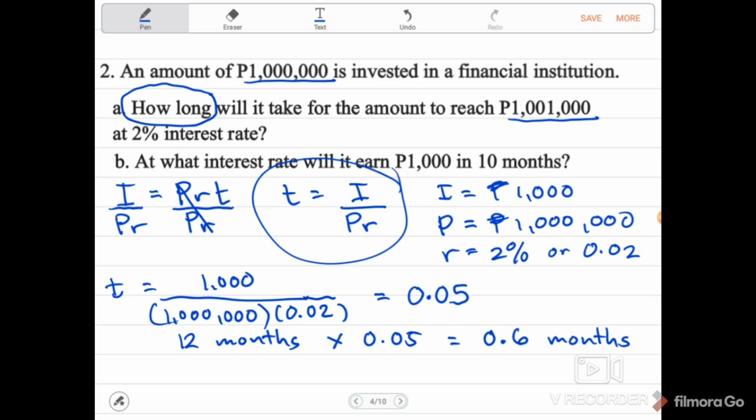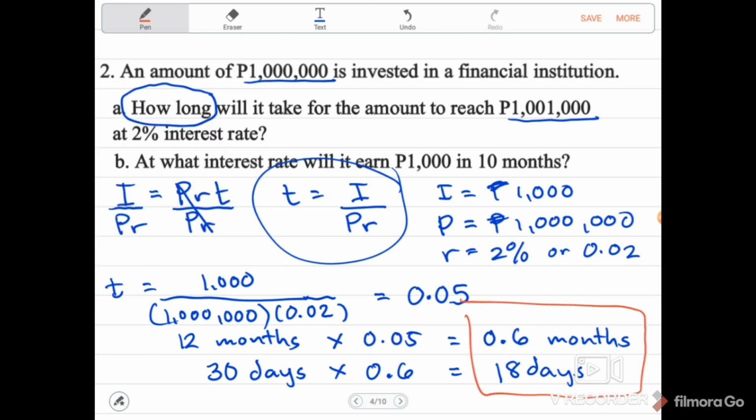Or kung i-convert natin siya sa days, kalimitan ang ginagamit natin, ilang araw ba meron sa isang buwan? That is 30 days. Yun yung kalimitang estimation na ginagawa natin eh. So, 30 days times 0.6 months or 0.6, that is 18 days. Okay? So, ang kailangan lang natin is 0.6 months or 18 days for the letter A.